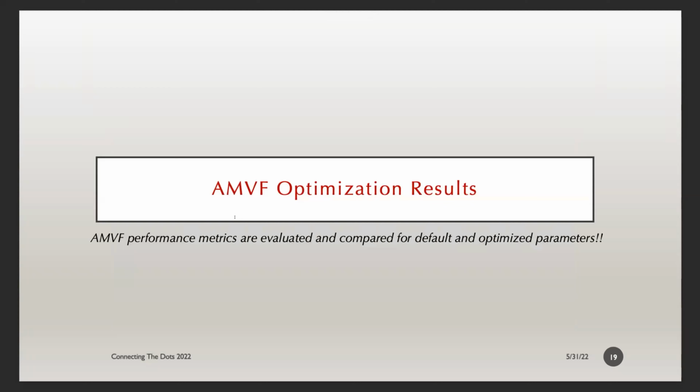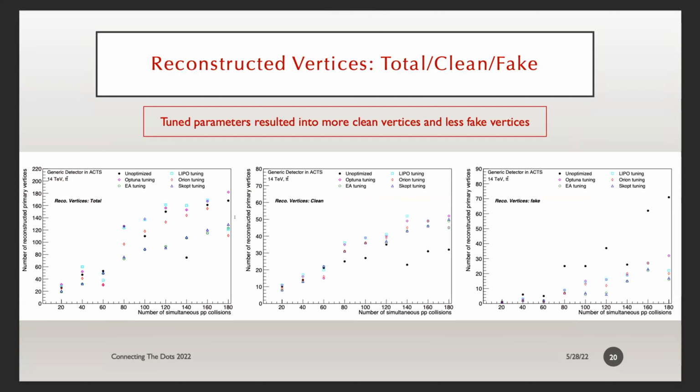Okay, now I'm coming to the AMVF optimization results. Again, we compared the default and the optimized parameters for all the algorithms. This slide shows the total number of reconstructed vertices, the clean and fake. So I'm first coming to the clean and fake. Here the black dots represent the unoptimized total number of reconstructed vertices. On the x-axis we have the true number of pileup collisions, and on the y-axis we have the reconstructed primary vertices.